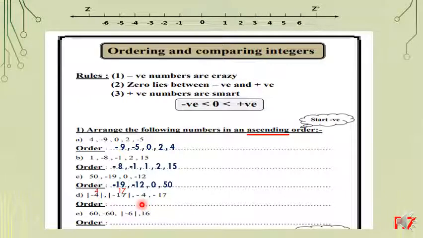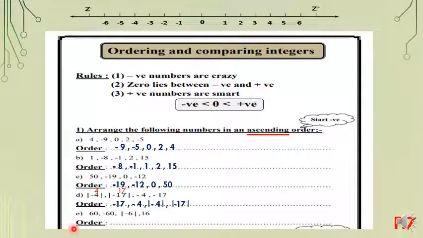Crazy means negative 4, negative 17. Which one is the smaller? The negative 17 will be the smaller. So negative 17, then negative 4. Then I'm going to take 4, which is absolute value of negative 4. And I'm going to take the last one, 17, which is absolute value of negative 17. So my answer will be like this. Negative 17, negative 4, absolute value of negative 4, absolute value of negative 17.